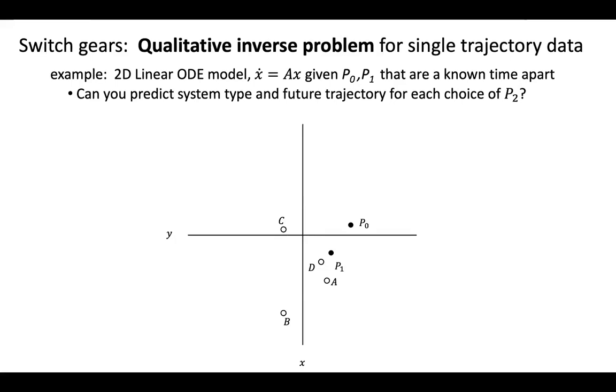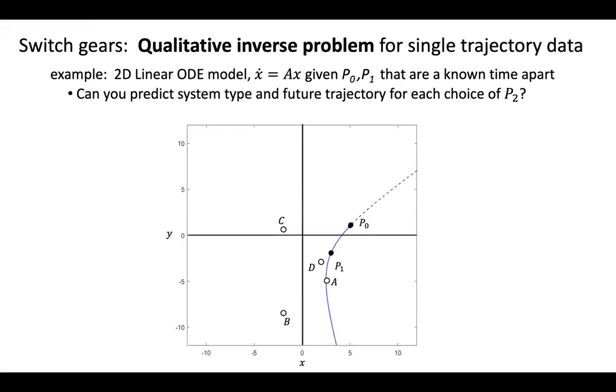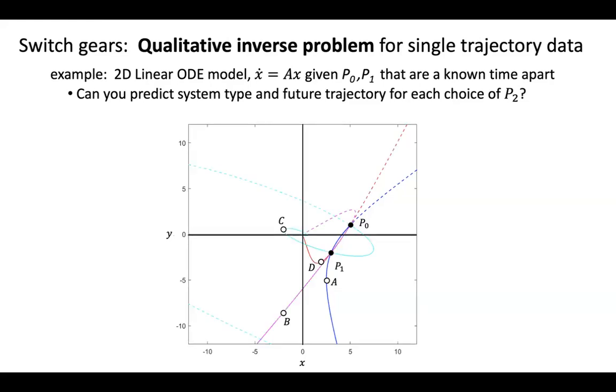So here's what we see with A. In fact it's a saddle. This is the past history of the trajectory that's consistent with these 3 data points. By the way, these are assumed to be equally spaced in time. That gives us the uniqueness. And that's the future. And here are the others. C and D in particular give us a stable fixed point instead of an unstable one. D is actually a node, and C is a focus.